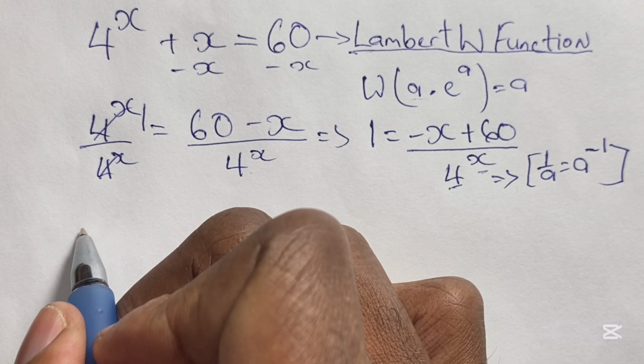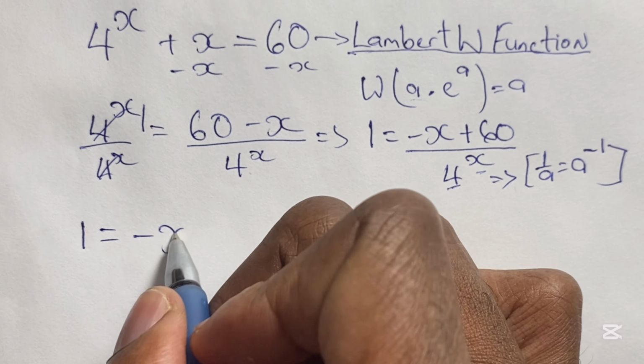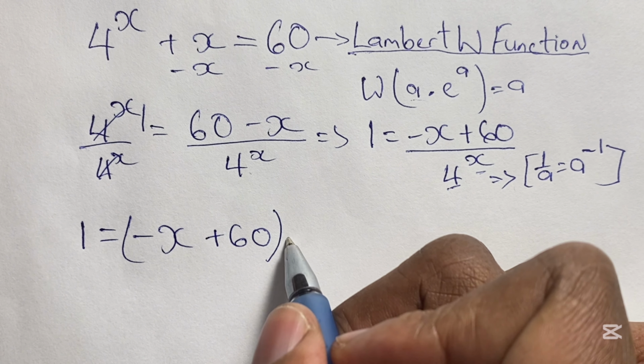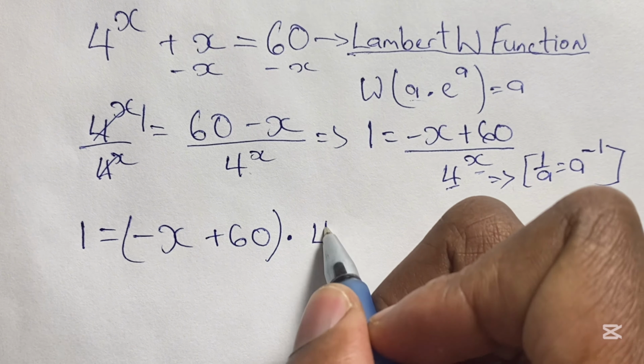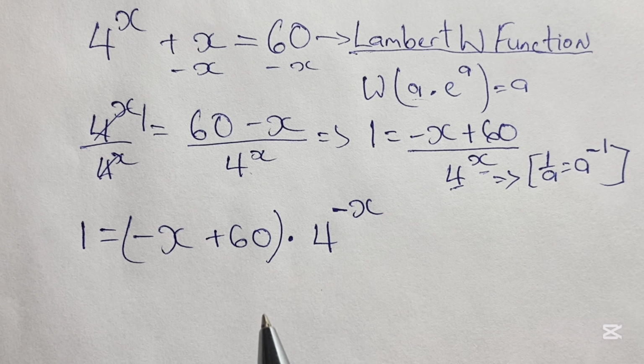So what am I saying here? I'm saying that I'm going to write my equation in this way. So I have 1 is equal to negative x plus 60, and this also will be in brackets, and I will times this by 4 to the power of negative x. So this is what I'm saying, just having everything in one straight line.